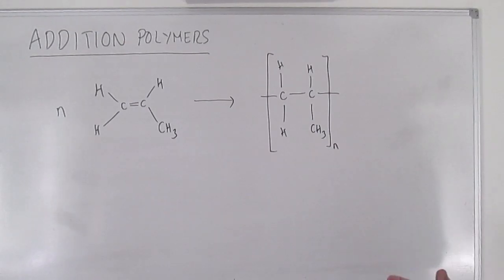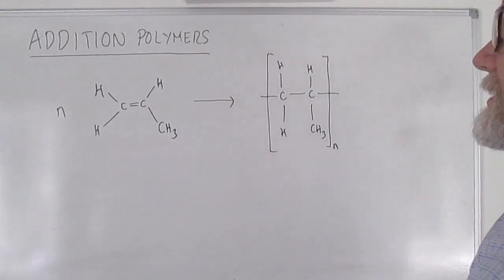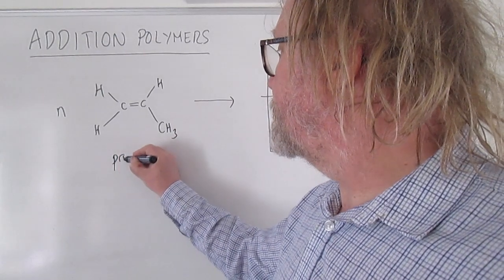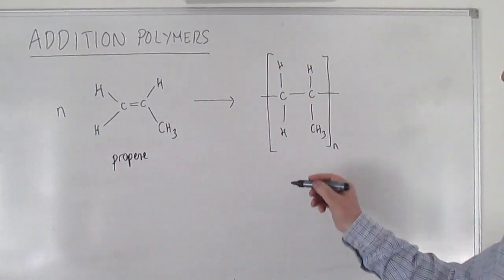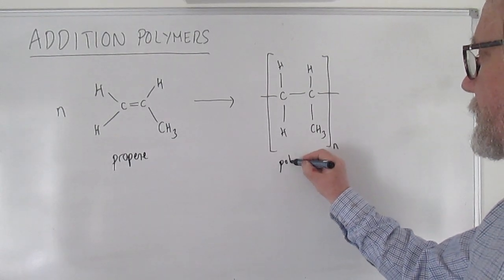Now you can name these polymers very easily, because we've seen, for example, in this case, that this is propene, and you name the polymer just by putting poly.